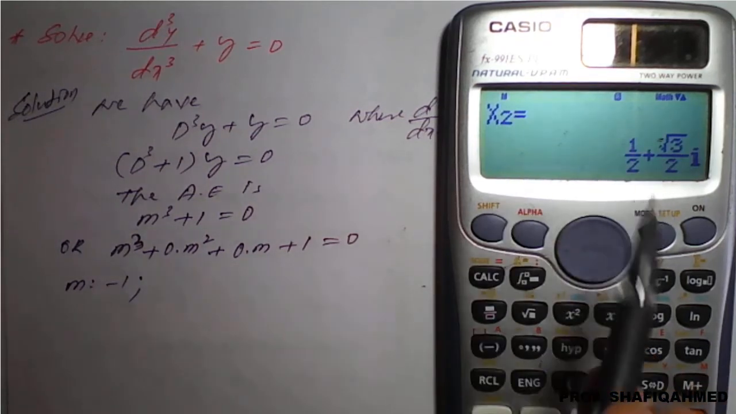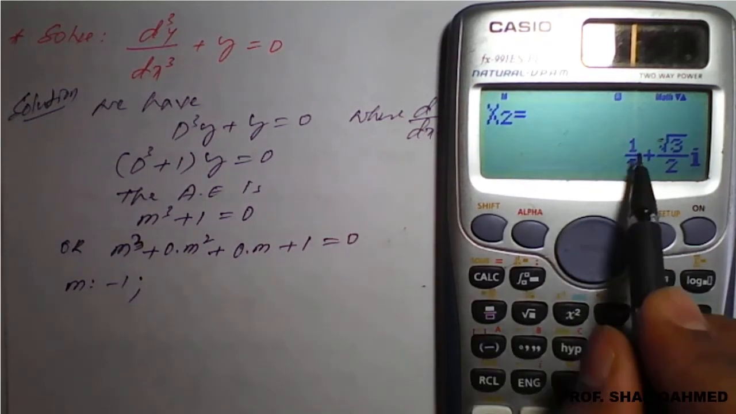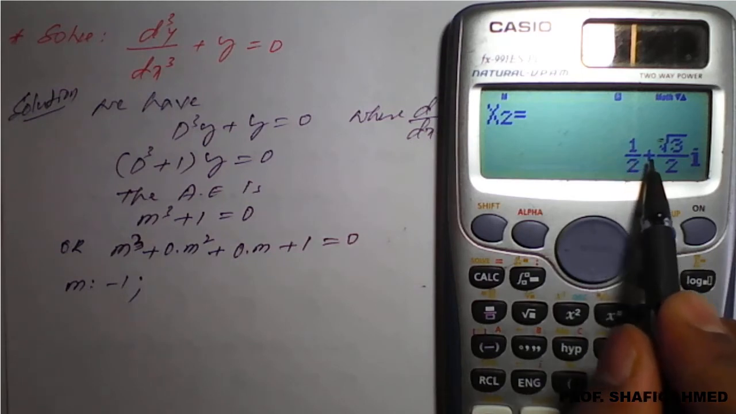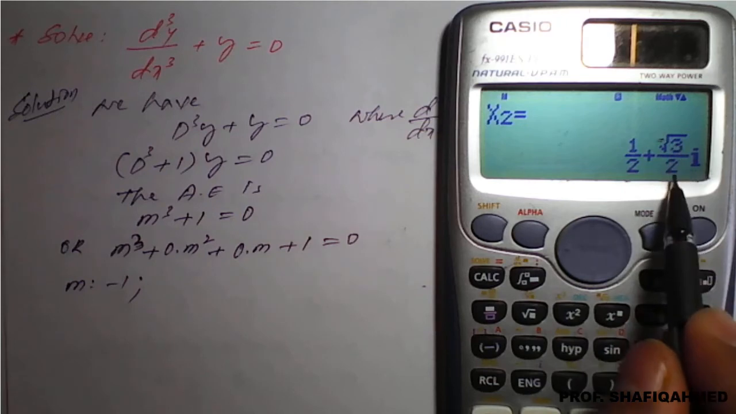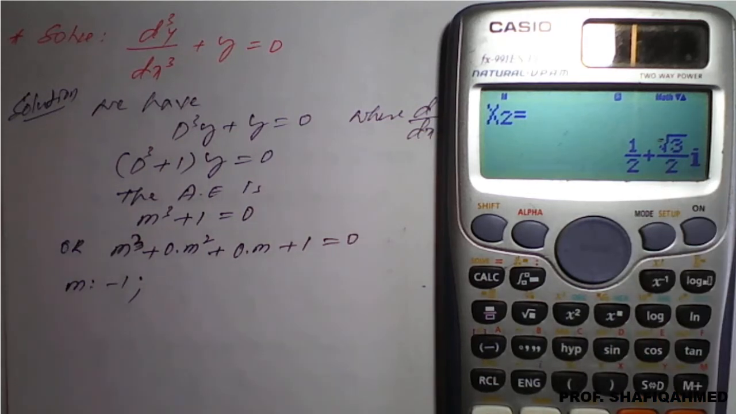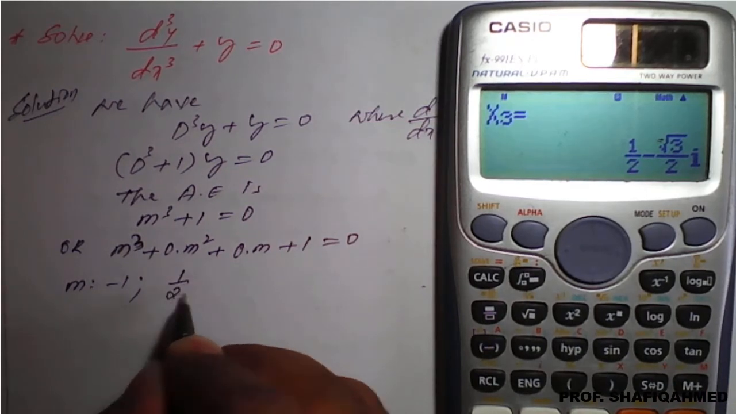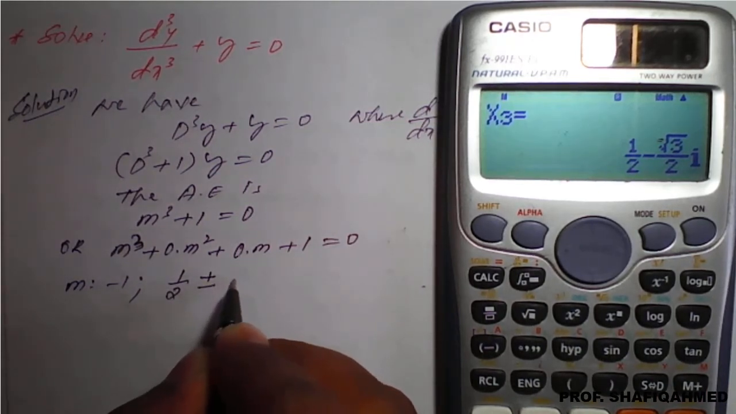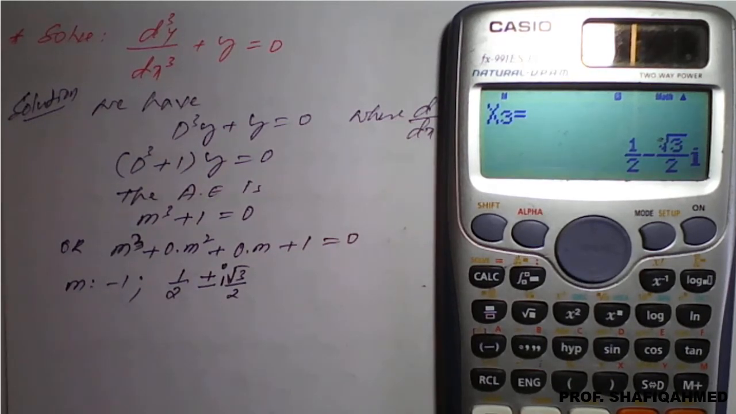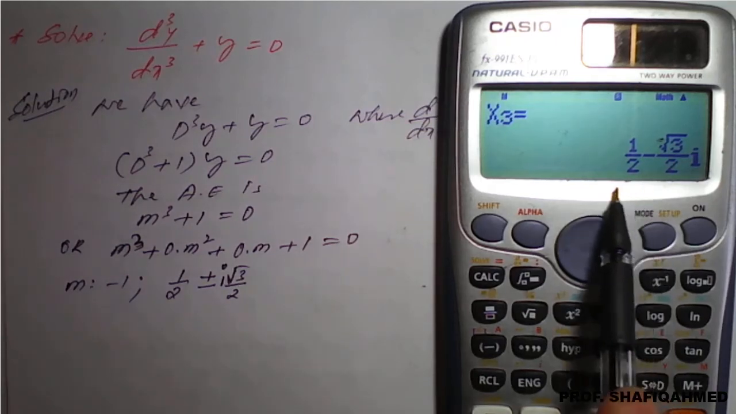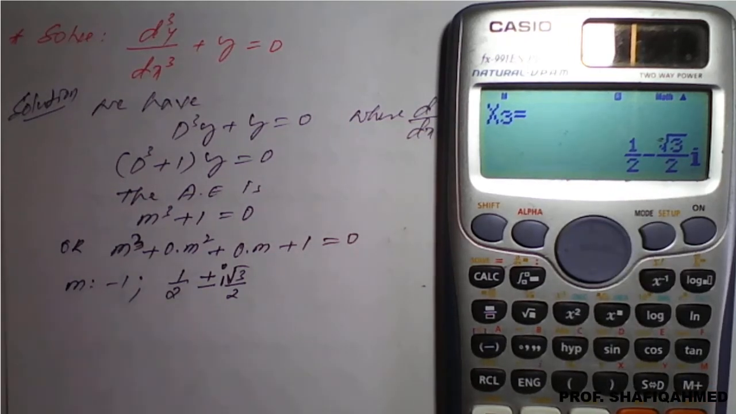Then the next root is 1 by 2 plus root 3 by 2 i. If you press one more time, we get the minus sign. So I will write it as 1 by 2 plus or minus root 3 by 2 i. So this second and third root I have clubbed as plus or minus.